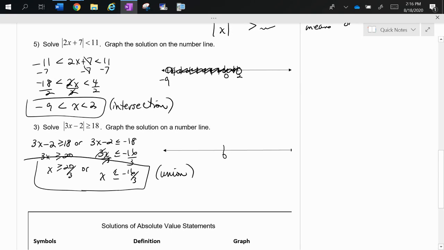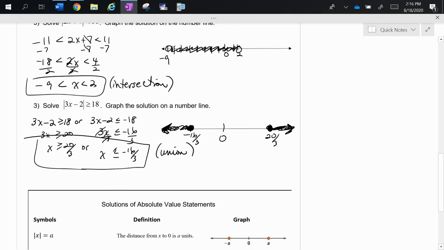So, always put 0 in the middle. 20 over 3 is 6 2/3. So I'm going to put 20 over 3 over here and put a closed circle because it's greater than or equal to, and I'm going to shade to the right. And negative 16 over 3 is negative 5 1/3. So I'm going to put negative 16 over 3 here, put a closed circle because we want to include this boundary, and then I want to shade to the left. So notice when we shade our intersection, it's in between. We shade our union, it's on the outsides.